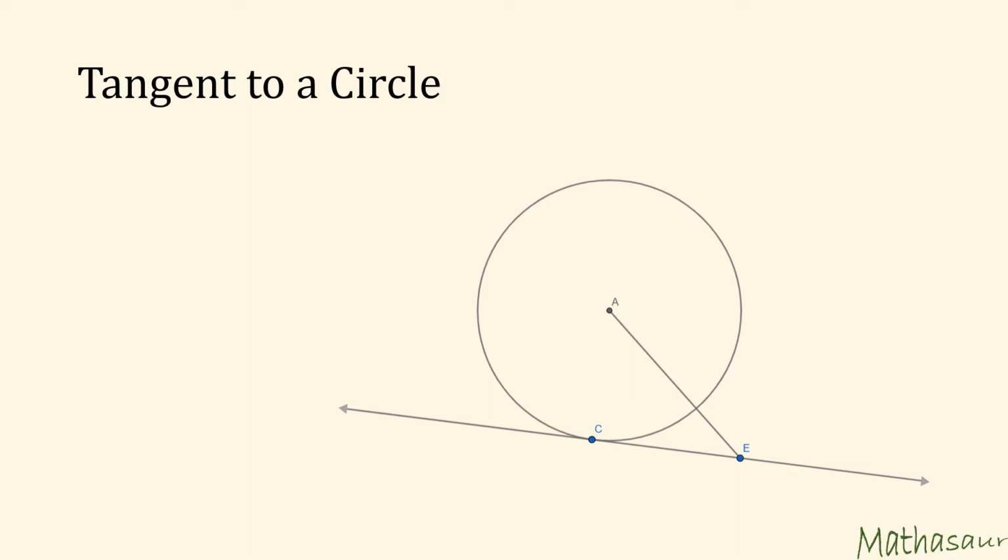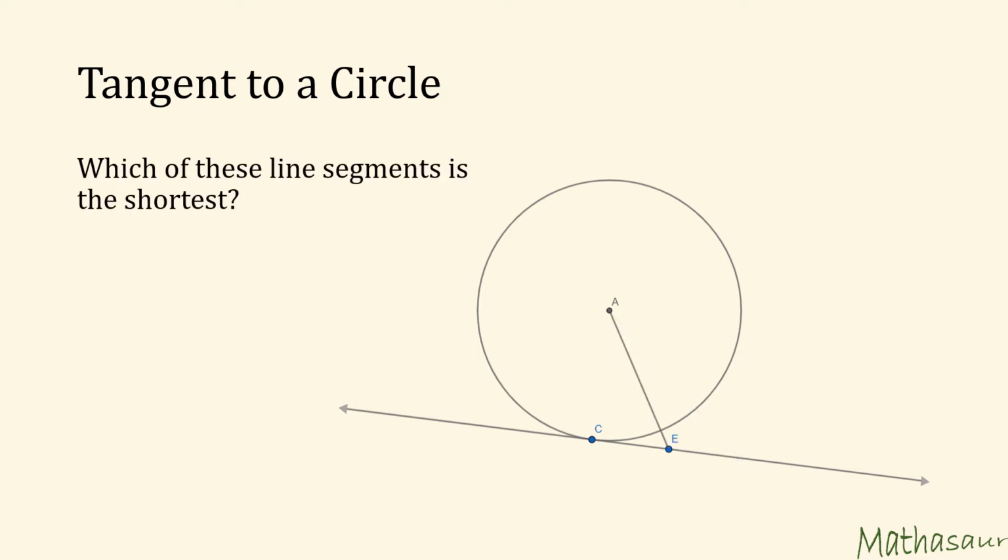Now let us try to draw a line segment from the center of this circle onto the line. Let us look at segment AE. Let us move this point E on the line and see what happens. As E comes closer to C, the length of this line segment gets shorter. And as it moves away from C, it starts getting longer. It looks like segment AC is the shortest distance between the center of the circle and the tangent.